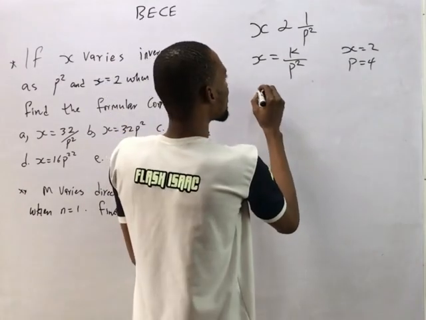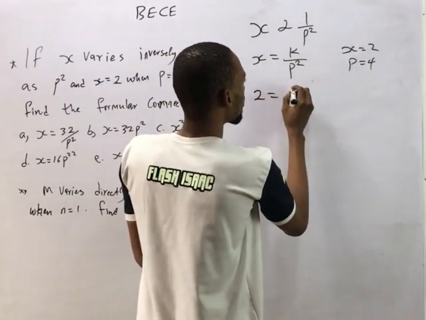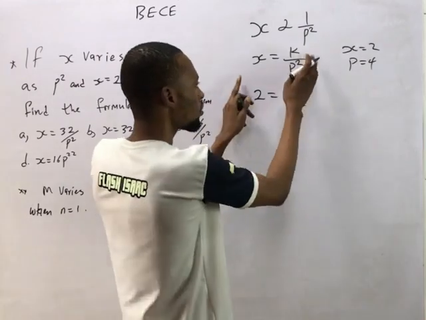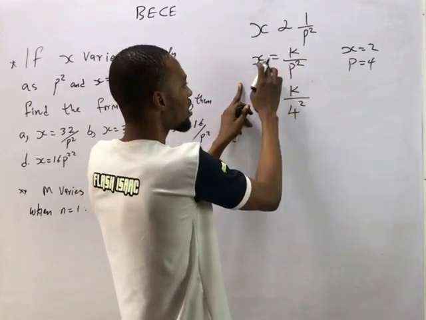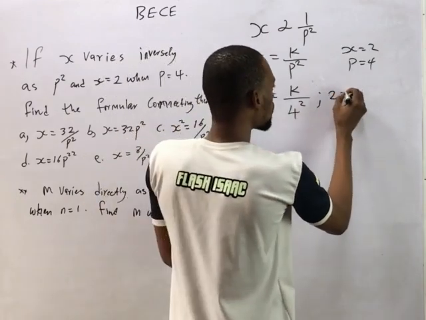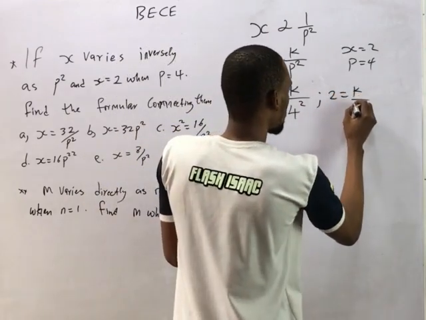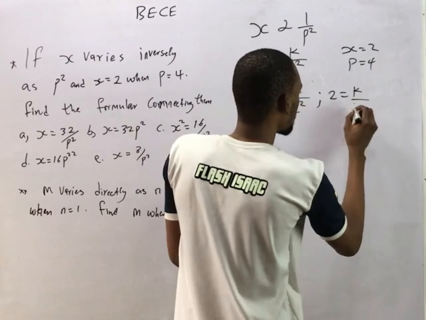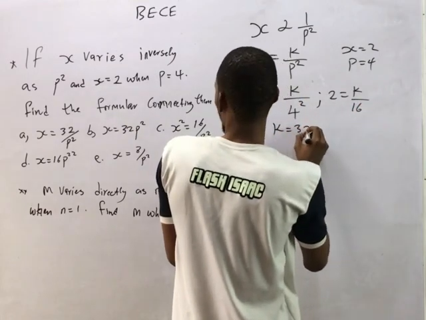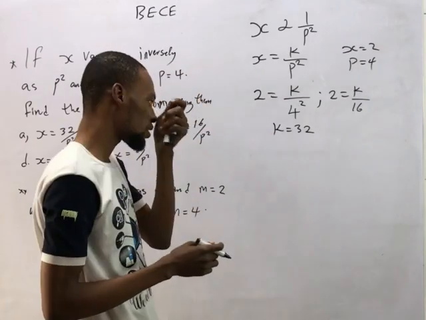So S, 2, is equal to k over 4 squared. When we substitute here, S equals 2, p is equal to 4. 2 is equal to k over 4 times 4, which is 16. So k is equal to 32. So that's the value of the constant.